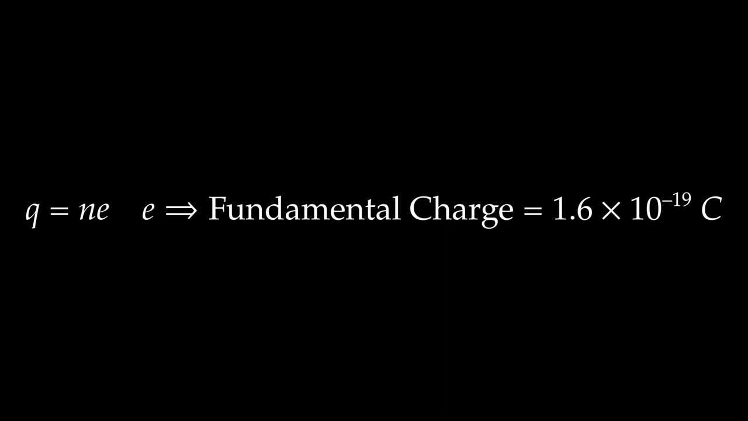Here's the amazing thing. While it is true that protons and electrons have significantly different masses, look here. The mass of the proton is 1,000 times larger than the mass of the electron. They have very different masses. They have, so far as we can tell, exactly the same charge.